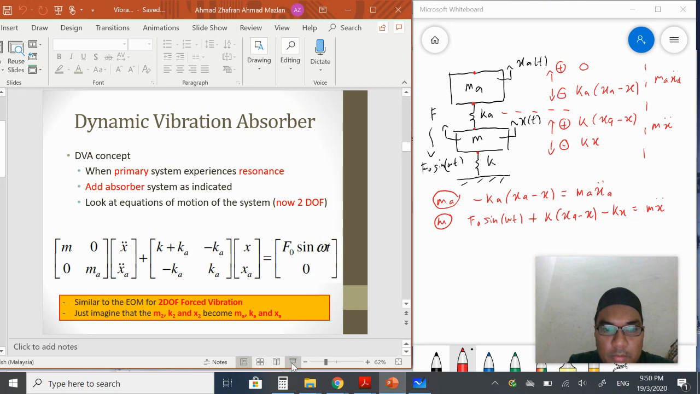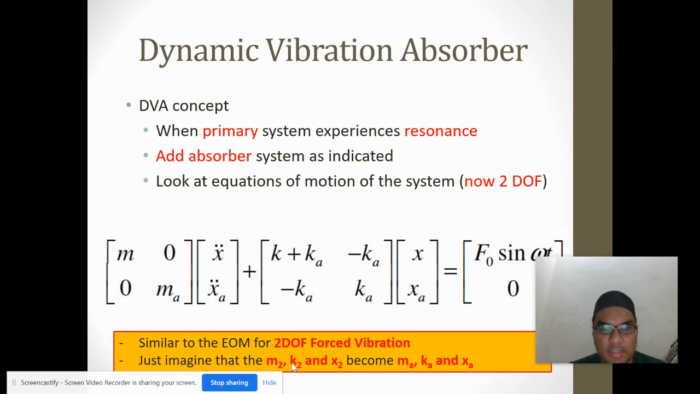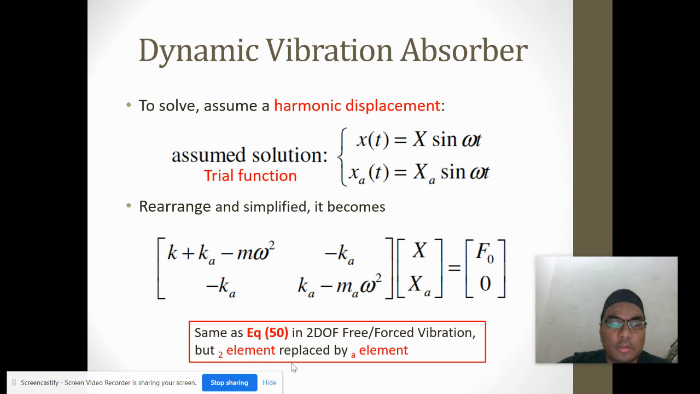To solve, we assume that we have a harmonic excitation. We are given F naught sine omega t, so your trial function must be in terms of sine. X of t is capital X sine omega t, and XA of t is capital XA sine omega t. By rearranging and simplifying, it becomes like this. It's always the same as what you have done before for the 2 degree of freedom forced vibration, where we have the symmetric matrix.